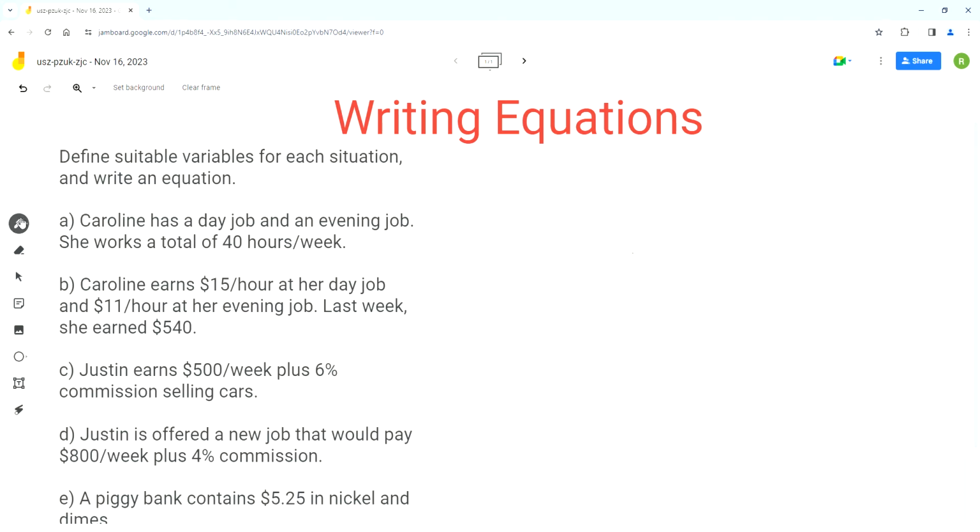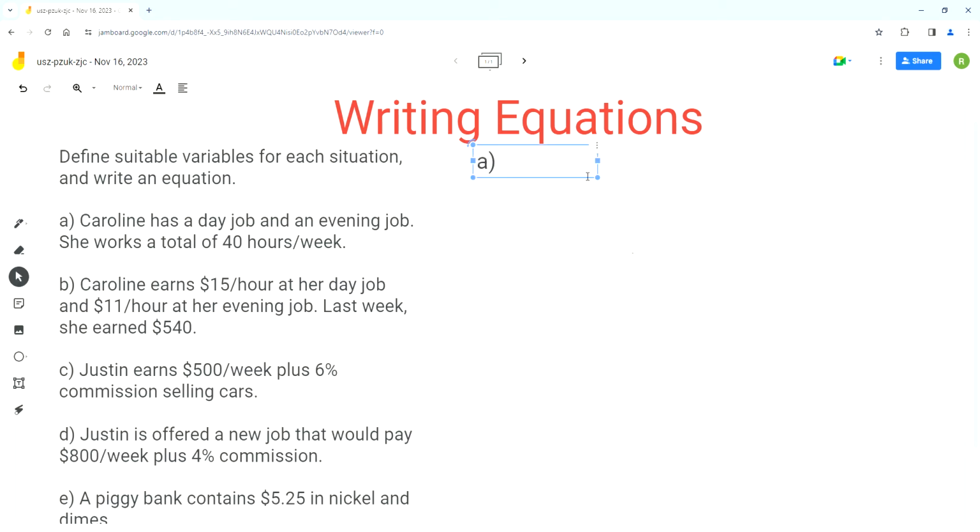As per the problem, define suitable variables for each situation and write an equation. So we are given the word equations for these different situations and we have to convert these word equations into algebraic equations using suitable variables. So let's start with part A.